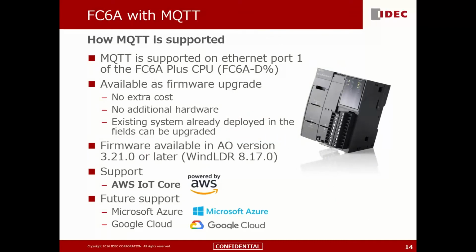This next slide is basically how we support MQTT. MQTT is supported on Ethernet port 1 of the FC6A Plus CPU. Again, it's only available in the FC6A Plus CPU, not available in the all-in-one. It will be available as a firmware upgrade. There is no additional cost. There is no additional hardware. The existing system or FC6A PLC that our customers already deployed in the field can be upgraded to support MQTT.